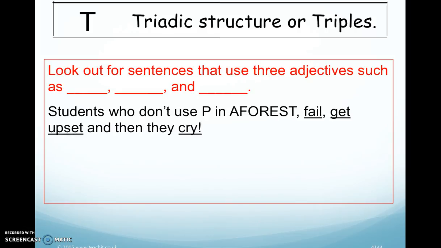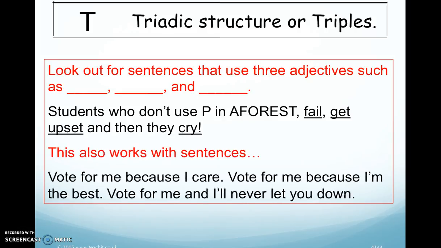So students who don't use Pea in a Forest fail, get upset, and then they cry. List of 3. So it also works with sentences, and you'll hear this quite a lot in political rhetoric because it is a very powerful tool. So, "Vote for me because I care. Vote for me because I'm the best. Vote for me and I'll never let you down." Somewhat in a similar vein to, "I came, I saw, I conquered."